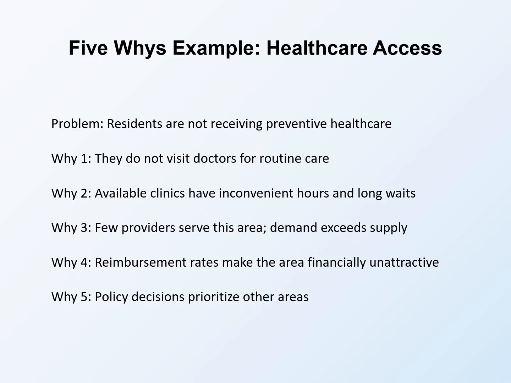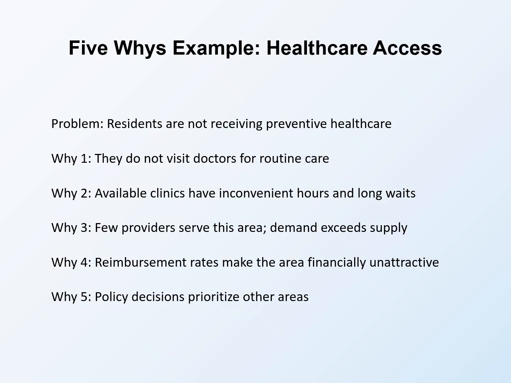Third, why? Why are hours inconvenient and waits long? Because few healthcare providers serve this area, so demand far exceeds supply. Fourth, why? Why do few providers serve this area? Because Medicaid and Medicare reimbursement rates, combined with high uninsured rates, make the area financially unattractive for medical practices. Fifth, why? Why are reimbursement rates inadequate? Because state and federal policy decisions have prioritized other areas and populations.